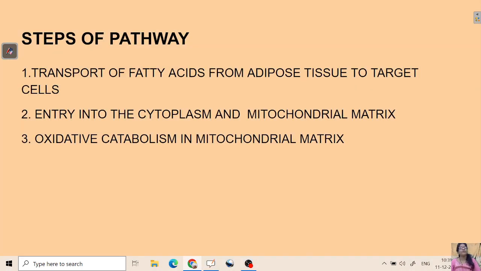I told you the transport of fatty acids happens from the adipose tissue to the target cells, right? The adipose tissue is full of fat cells, which need to be transported through the blood into your target cells for ATP production. So once they enter the blood, they can immediately be diverted to your target cells, entering the cytoplasm of the cells and finally the mitochondrial matrix, where the oxidative catabolism would happen. I told you the third important step is oxidative catabolism in the mitochondrial matrix.